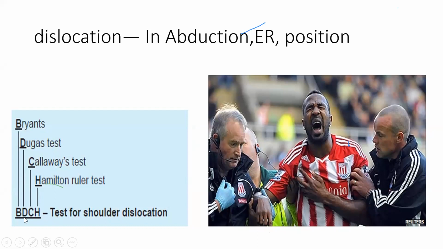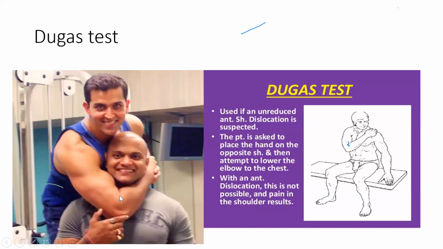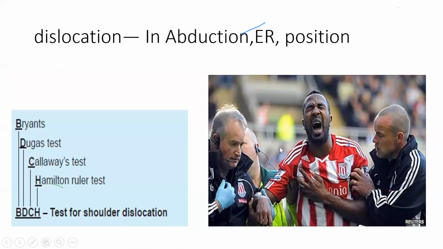Now, these are the four tests, so I will go along with the tests. This is the Dugas test. Dugas, I think, is the pet name of Hrithik Roshan. So this motion is adduction and internal rotation. Once you have a dislocation, you see a dislocating shoulder. It is always in abduction. You cannot adduct, it is too painful. And if you see, there is a slight external rotation. So this is the classical posture of the dislocating or painful shoulder.